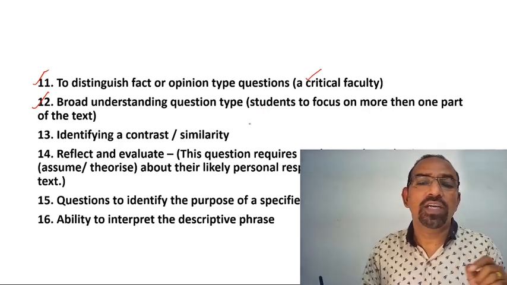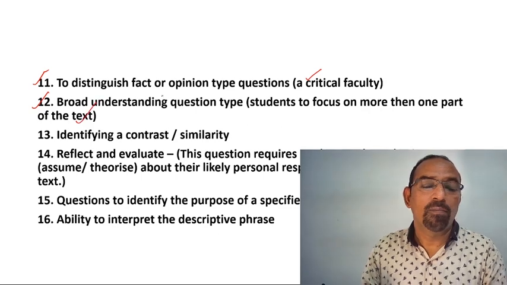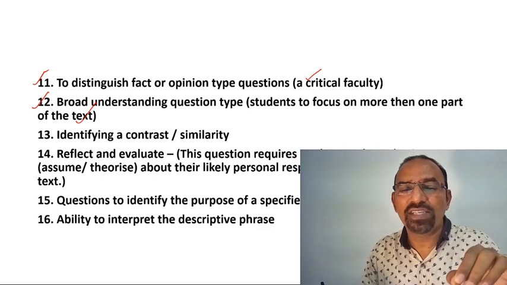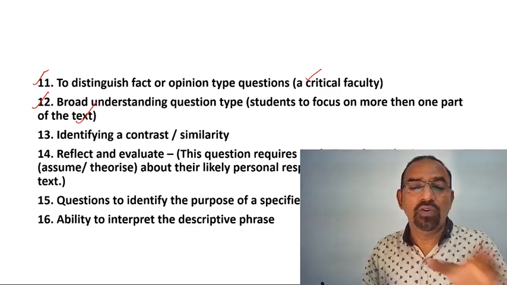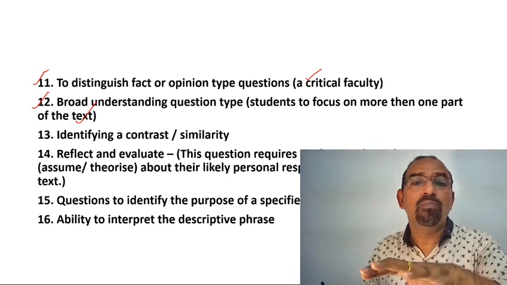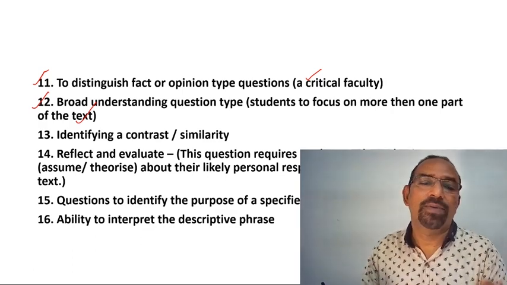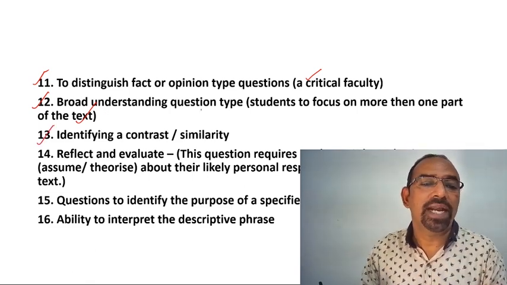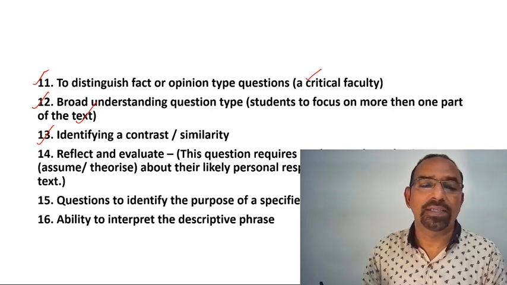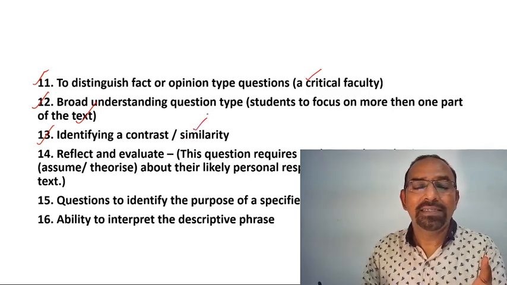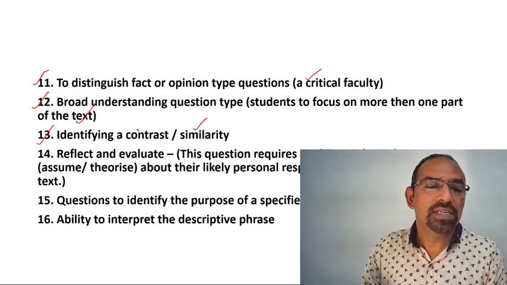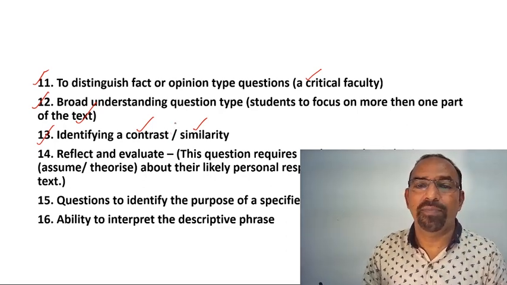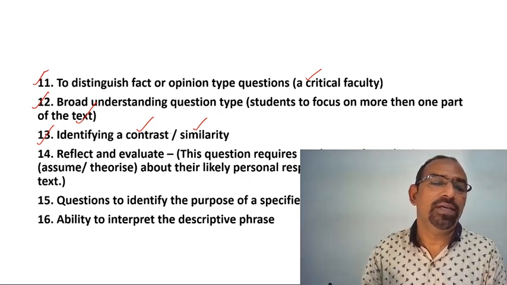Students have to focus on more than one part of the text. Broad understanding here means not located at one paragraph or one sentence or two sentences. You have to focus on more, or the entire passage. That is broad understanding questions. Then the next type is identifying a contrast or similarity. For similarity, sometimes it is easy, but it is a challenging question. Identifying a contrastive statement, that also can be asked.